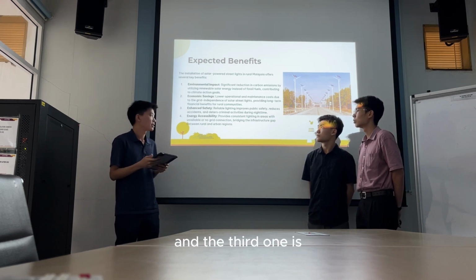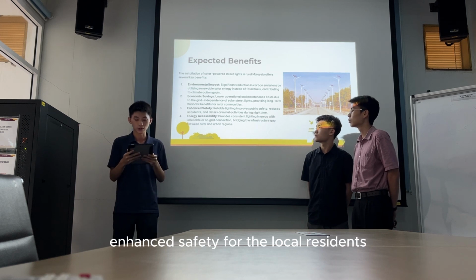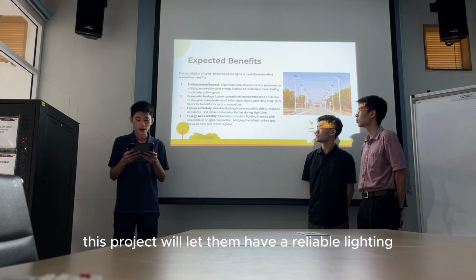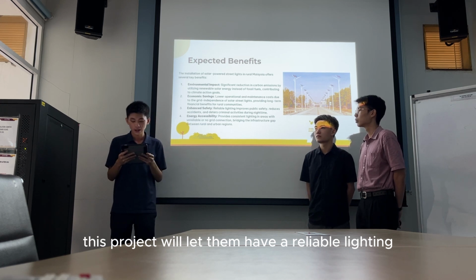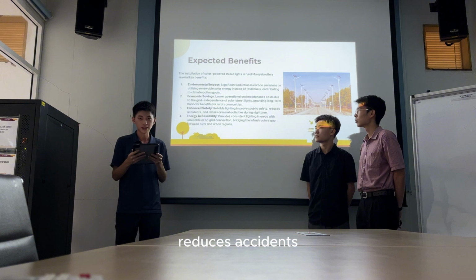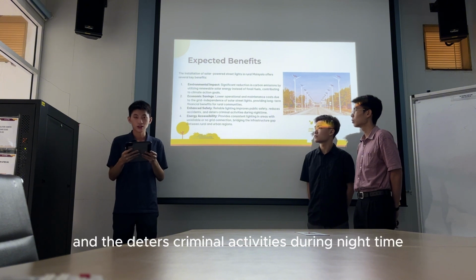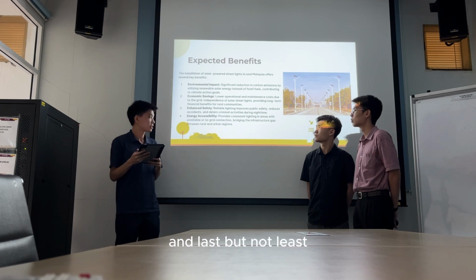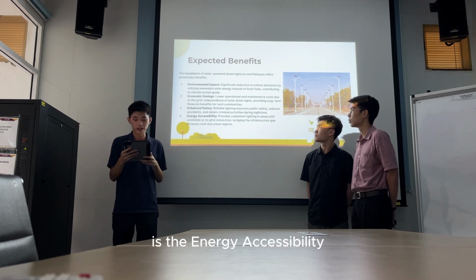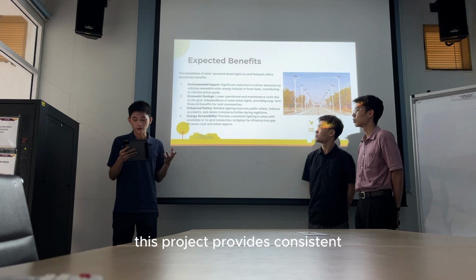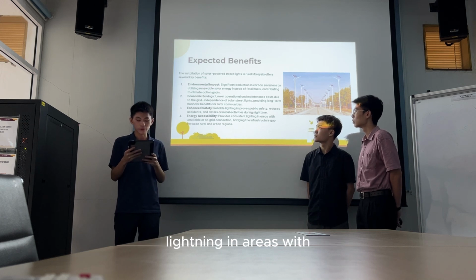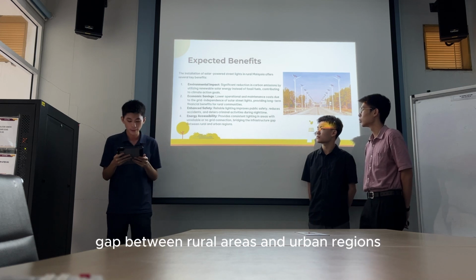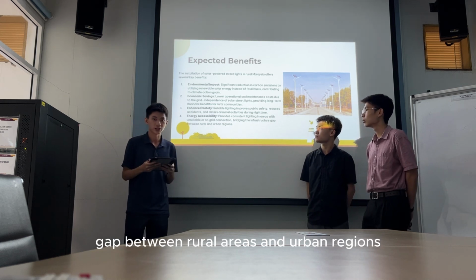And the third one is enhanced safety for the local residents in rural areas, because this project will let them have a reliable lighting that improves public safety, reduces accidents, and deters criminal activities during nighttime. And last but not least is the energy accessibility in these areas. This project provides consistent lighting in areas with unreliable or no grid connection at all, bridging the infrastructure gap between rural and urban regions.